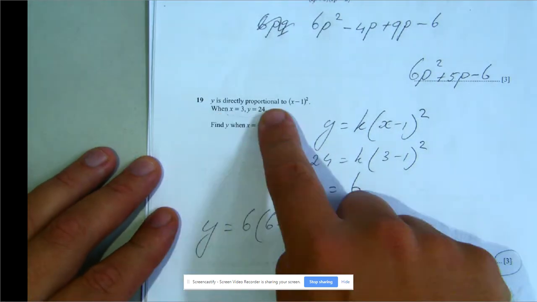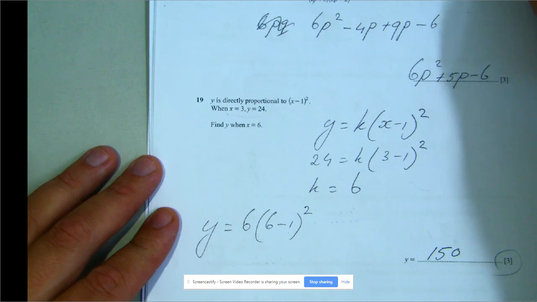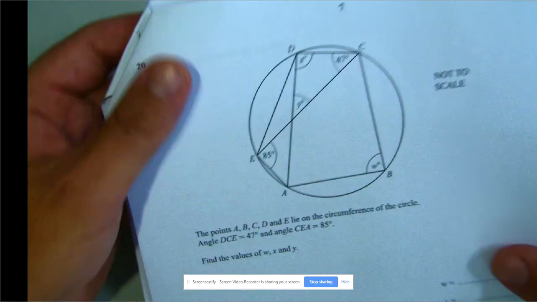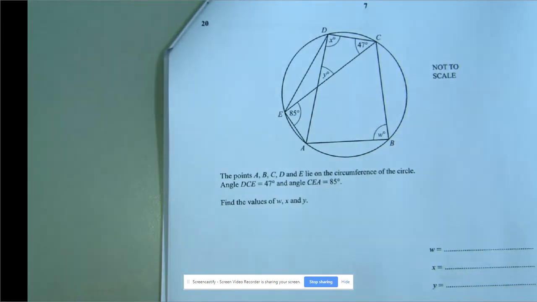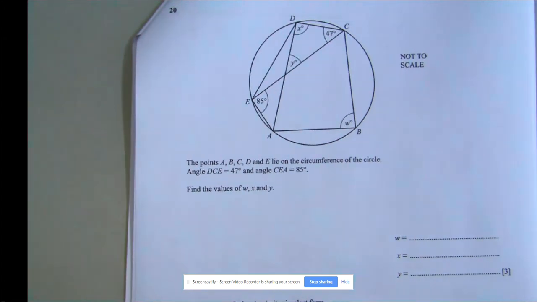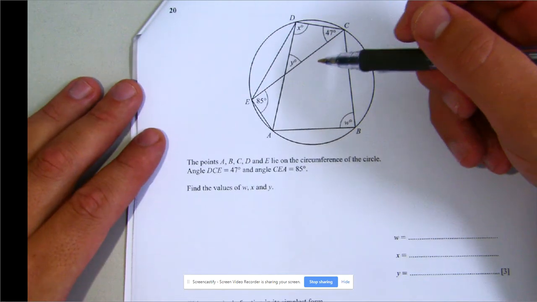So we just finished the direct proportion question. So moving on to question 20, and one of our personal favorites, I'm sure, circle theorems. I mean, who doesn't love circle theorems, right? I'm sure you love them as equally as much as I do.